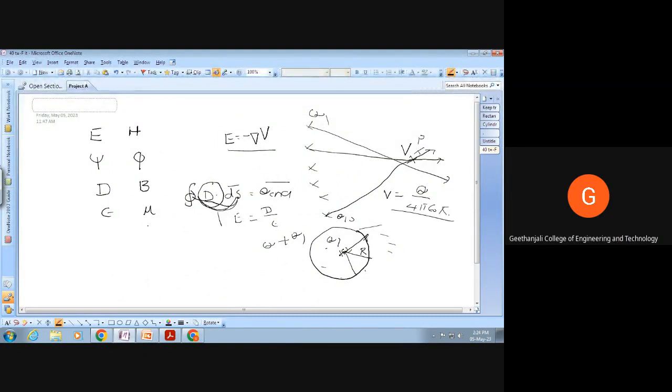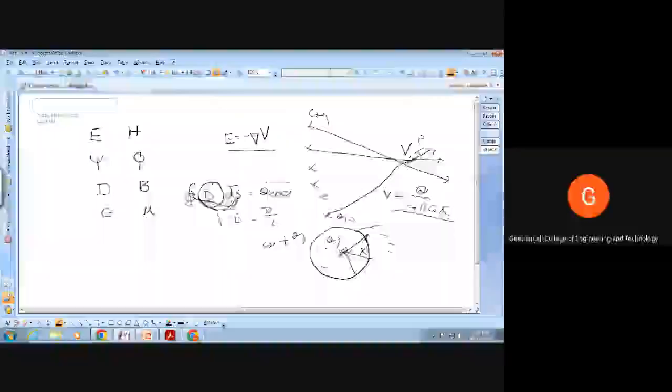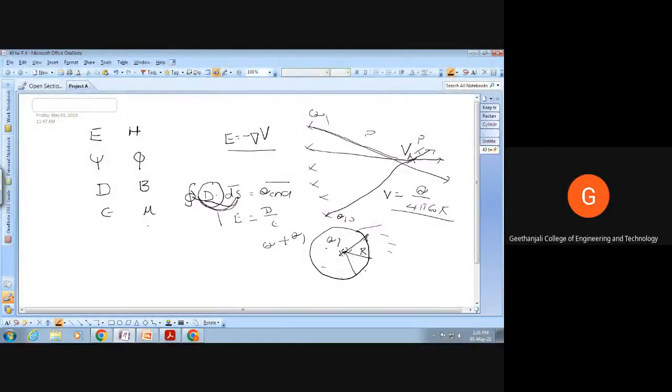In fact, we already derived this expression: V is equal to Q by 4 pi epsilon naught R. So we can see that potential is basically a scalar quantity. First find out what is V1 at point P because of this Q1. Suppose the distance is R1, V1 is equal to Q1 by 4 pi epsilon naught R1. Then find out V2, Q2 divided by 4 pi epsilon naught R2. Like that, for Q3, V3 is equal to Q3 by 4 pi epsilon naught R3.